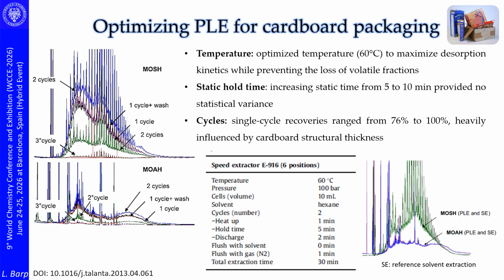This operational setup consistently achieved total quantitative recovery across all cardboard typologies, leaving less than 2% of total residual contamination in a third validation cycle, while reducing total sample preparation time to less than 30 minutes, with relative standard deviation consistently below 5%.